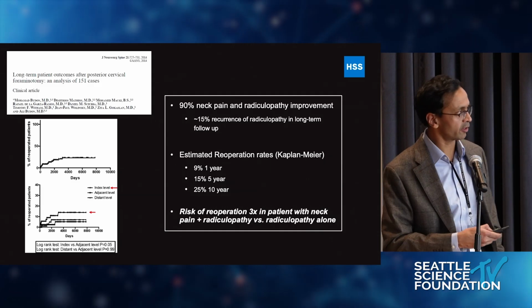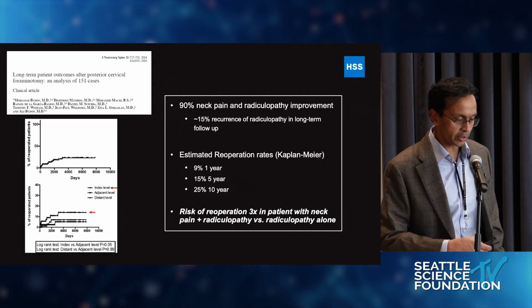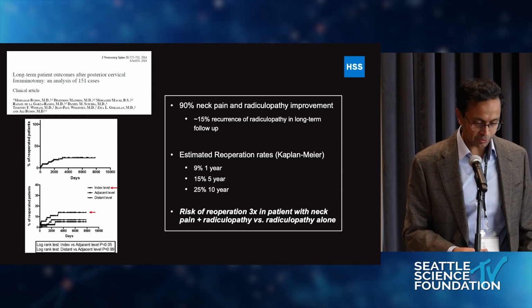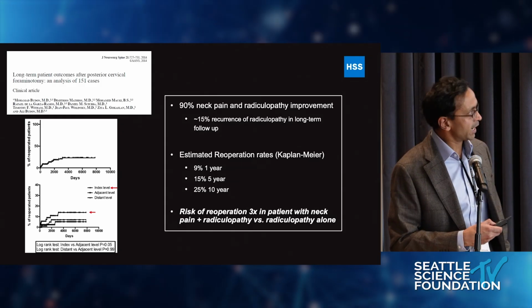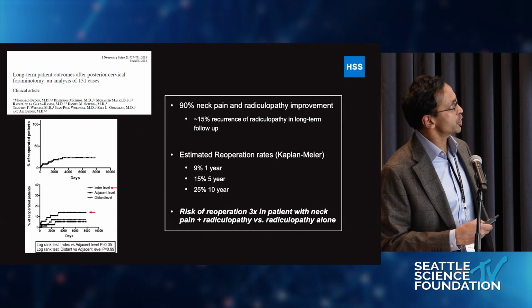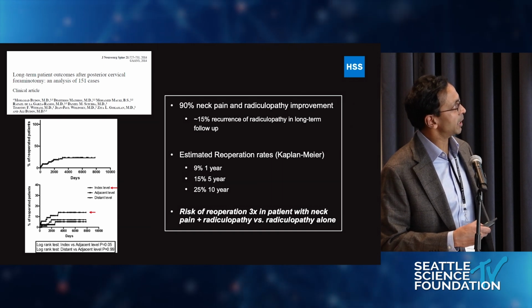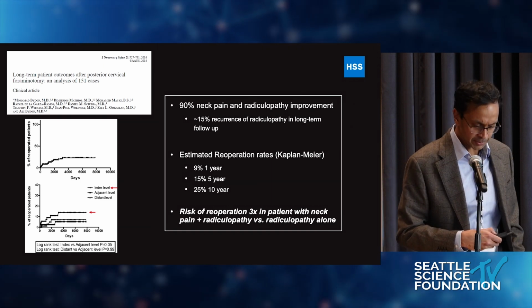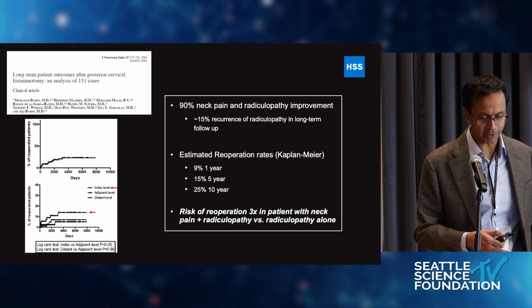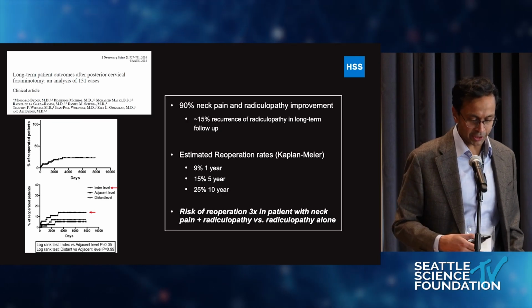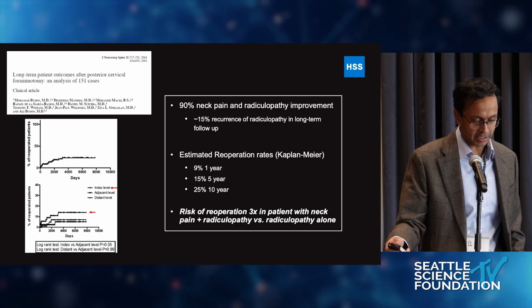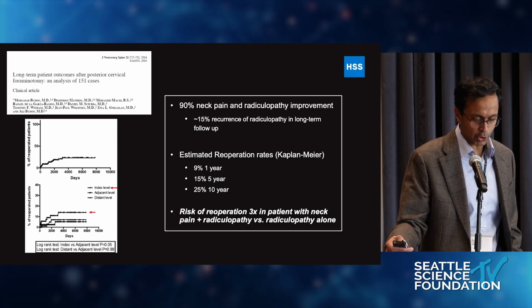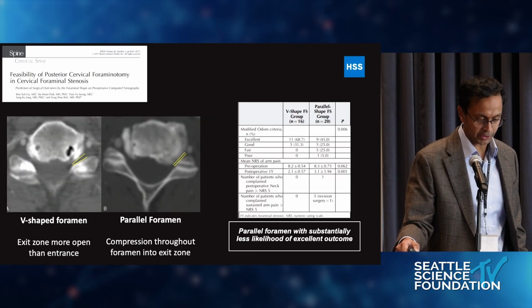And so this is sort of a keystone paper. It's one of the largest series of cervical foraminotomy, not MIS, but open. But regardless, they provided reoperation rates of about 9% at a year, about 25% out to 10 years. And what they found when they looked at their risk of reoperation was really 3 times higher in patients with neck pain and radiculopathy versus radiculopathy alone. So I think that's an important predictor for failure.